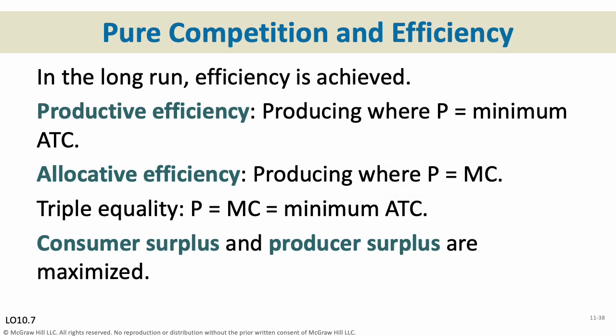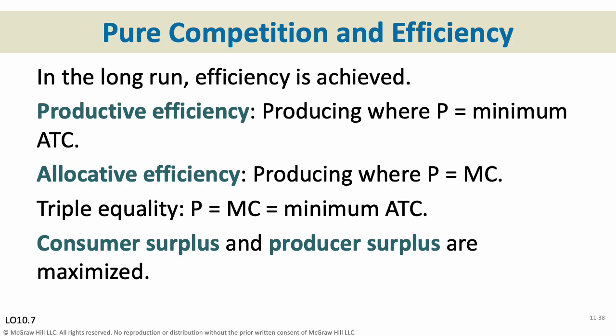So in the long run, efficiency is achieved. Productive efficiency is producing where price is equal to minimum average total cost, meaning we're making things in the most efficient way. Allocative efficiency is producing where price is equal to marginal cost, and what we want is price to equal marginal cost to equal minimum average total cost. That will maximize consumer and producer surplus.